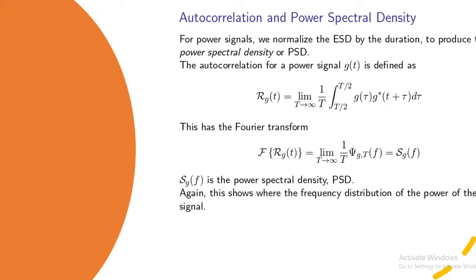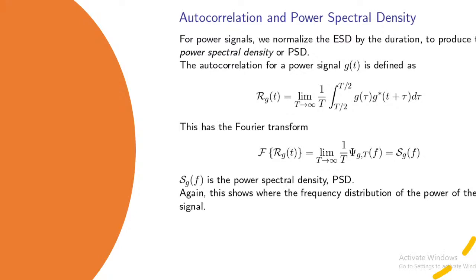Now we'll come to autocorrelation and power spectral density. Energy spectral density we discussed, and I gave you one example. Now we'll come to power spectral density. For power signals, unlike energy signals, we normalize the ESD by its duration, that is, the time period for which the ESD will exist. So normalizing ESD by duration produces the power spectral density, or PSD.